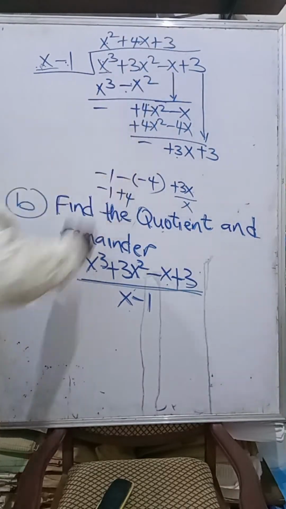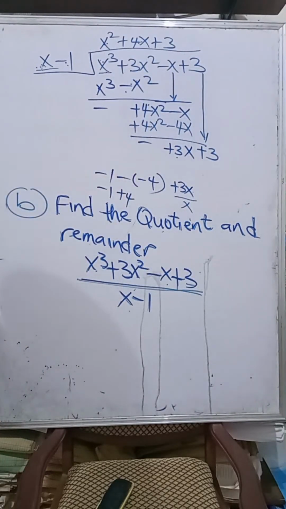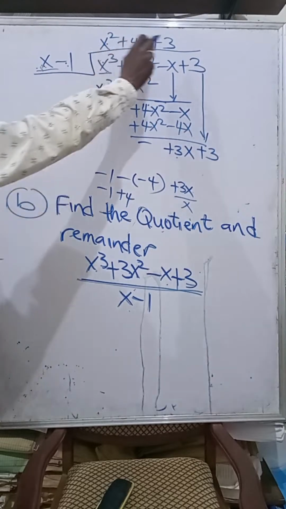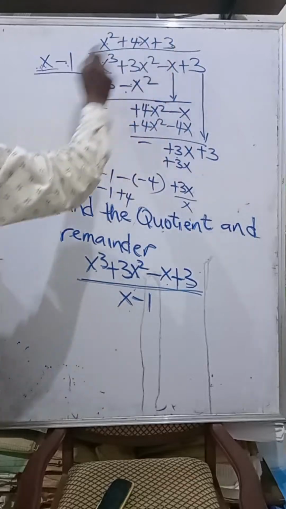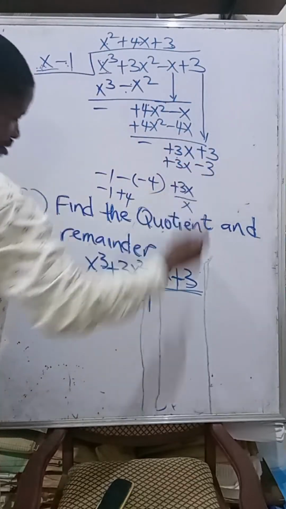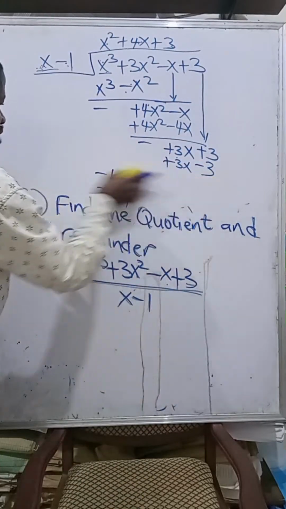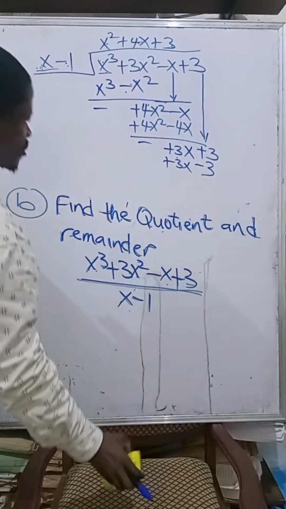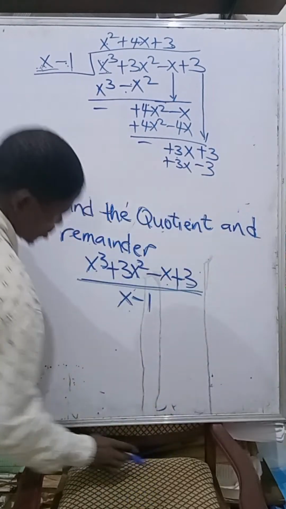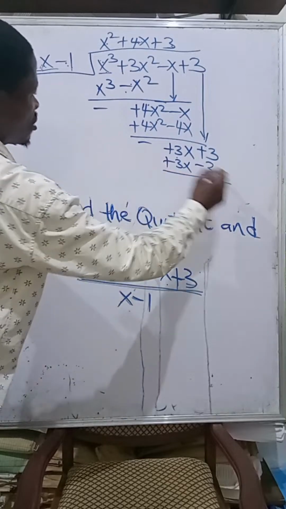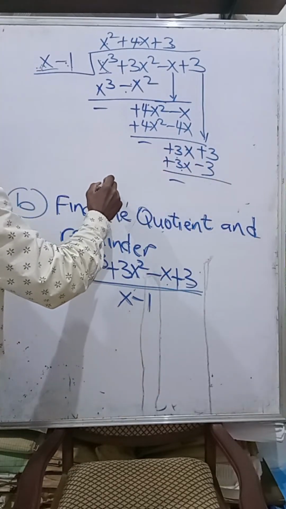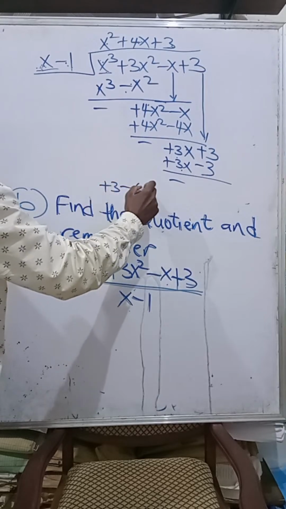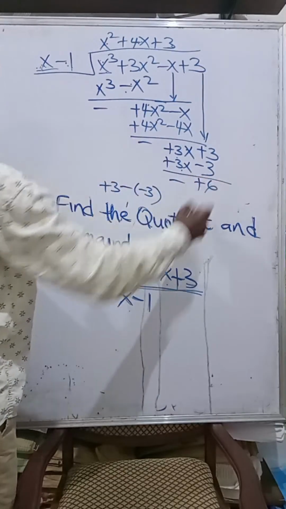So this is a plus 3x. That's plus 3. Then use it to multiply your divisor. 3 times x, that's a plus 3x. 3 times minus 1, minus 3. Then you do your subtraction. This one minus this one cancel. Then 3 plus 3 minus 3. That's what? That's a plus 6.